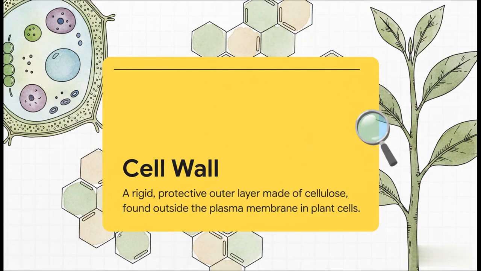Now here's the definition you want to remember for your exams. The cell wall is a rigid, protective outer layer, and it's made of a really tough material called cellulose. You'll find it just outside the plasma membrane. It's this rigidity that gives plants all their structural support. It's basically why a tree doesn't need a skeleton like we do.